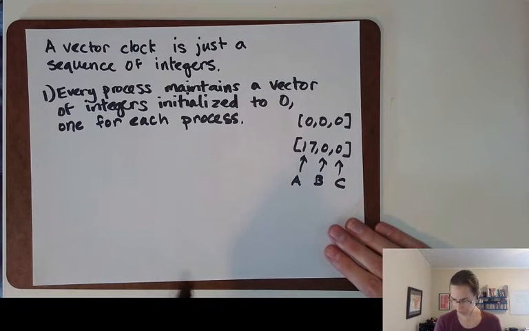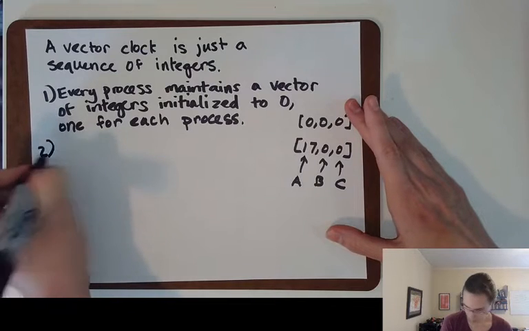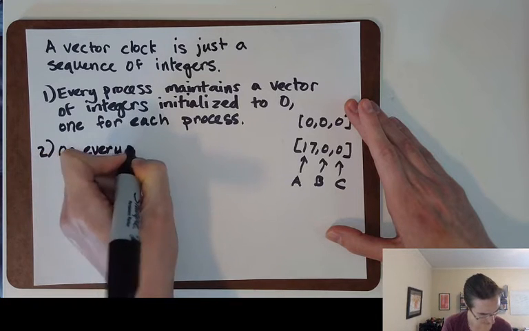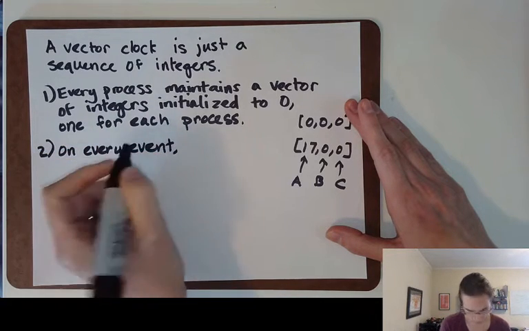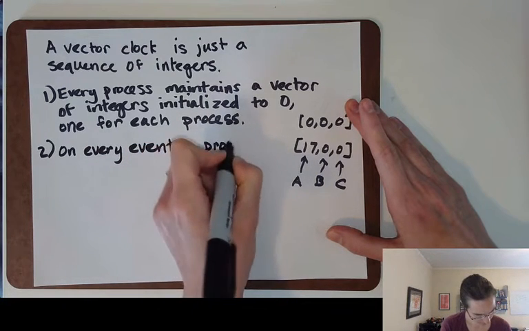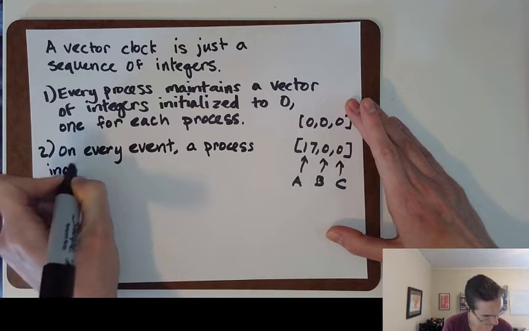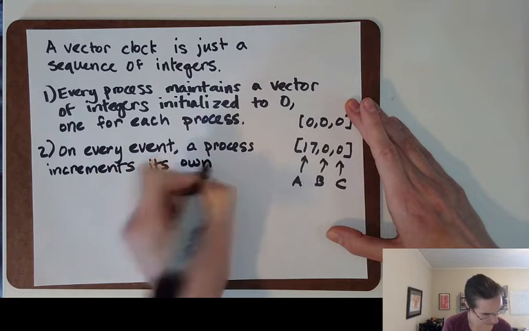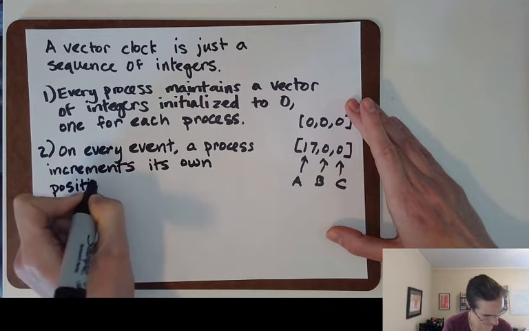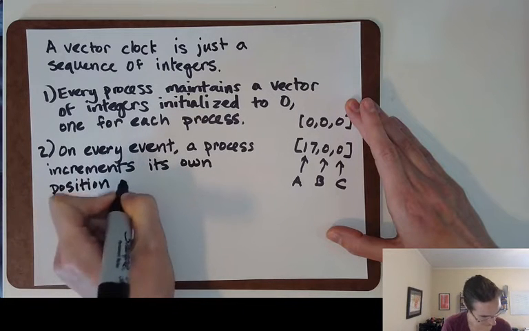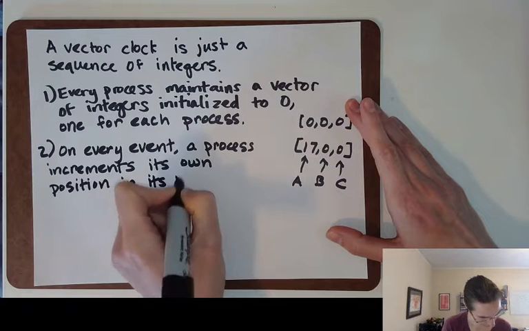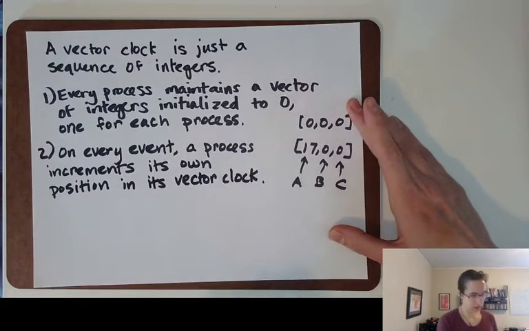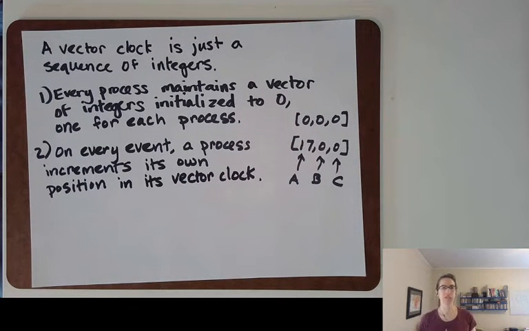Okay, so the next part of the definition. On every event, a process increments its own position in its vector clock. And this includes internal events as well as sends and receives.